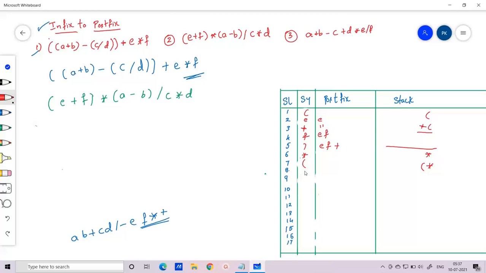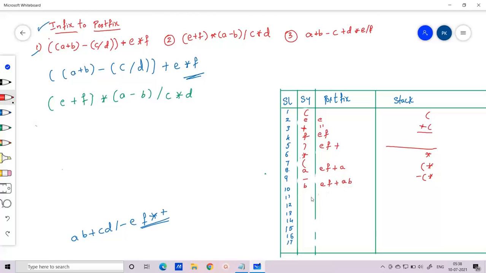Next we have A, which is an operand, so we'll directly write it onto the postfix. So I'll write E F plus and A. And again next we have minus. Minus is an operator. Before the opening bracket I don't have any other operator, so I'm going to write it into the stack. So I have minus, opening bracket, and multiplication symbol. And next we have B, which is an operand, so it will be written into the postfix. So I'll get E F plus A and B.